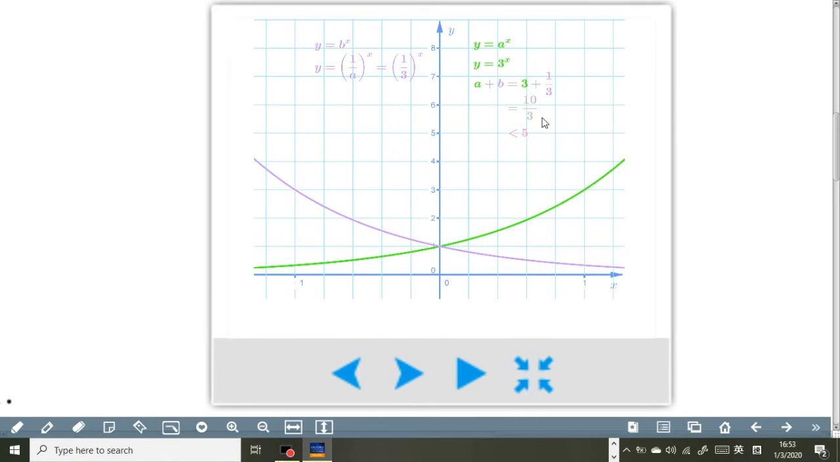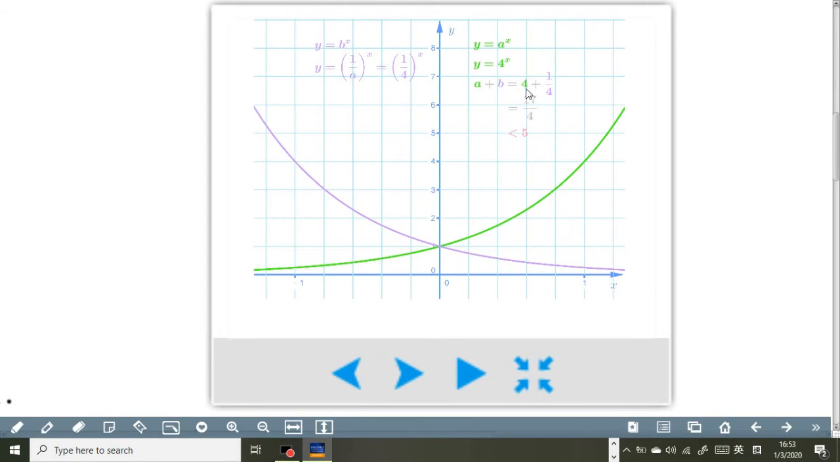They add up to 10 over 3, which is less than 5, so it is not correct. The next one, when a is equal to 4, you will find that b is equal to 1 over 4, and the value of the sum of a and b is 17 over 4, which is also less than 5. So up to here, we do not satisfy the condition.